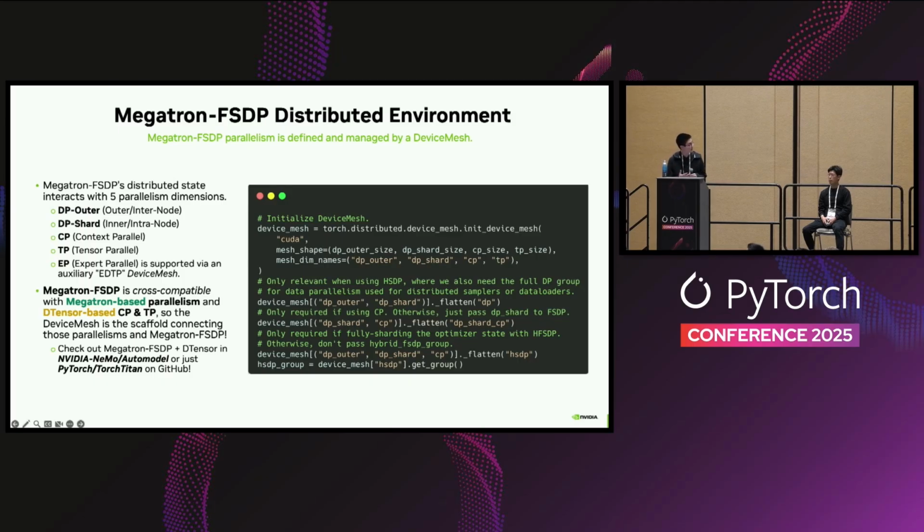But yeah, we went with device mesh because it provides a really intuitive user interface for managing parallelism. And it's also a vehicle for users to integrate their custom distributed environment into Megatron-FSDP seamlessly. Through the scaffold that device mesh provides, we actually support both Megatron and DTensor-based parallelisms. You can check out some of those recipes in NeMo Auto Model, or just hook up the device mesh that Megatron-FSDP uses with the device mesh that's used in DTensor-based training frameworks like TorchTitan.